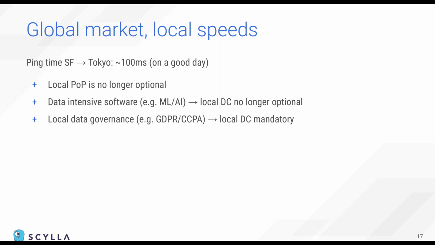And there are also regulations and data governance issues like GDPR and CCPA and stuff like this, which dictate that you need to store the data in a certain place. So sometimes having a local data center is mandatory just for legal reasons. So the end result is that modern systems usually are multi-home. They store data in multiple places in the world.